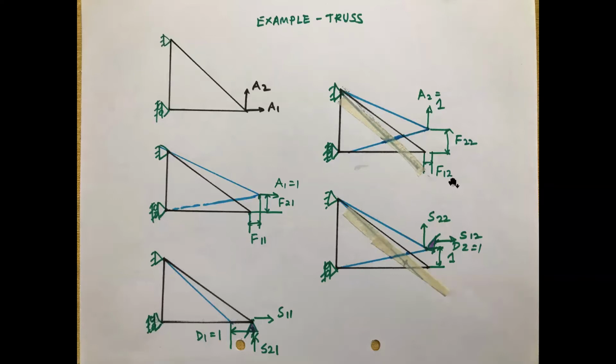But it is because of the unit load 2. And similarly, F22 is vertical; the 2 says it is a vertical movement because of unit load 2. The second subscript says about where I have applied the unit load. Similarly, you can check in the previous example also what we have exactly done.